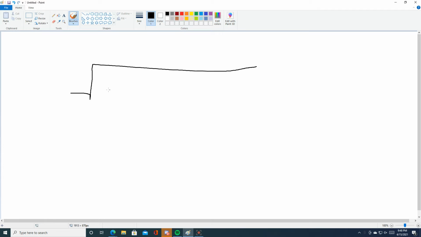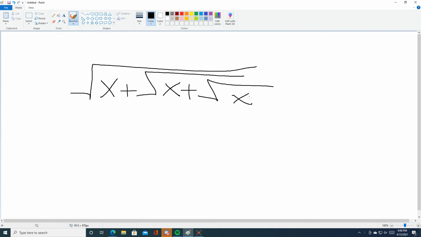So let's say you have some number x plus the square root of x plus the square root of x onto infinity. So it just keeps going on and on and on. And you might think, okay, well, how are you supposed to calculate that? Because that's an infinite number. Let's say that number equals w. Well, what does that number equal?